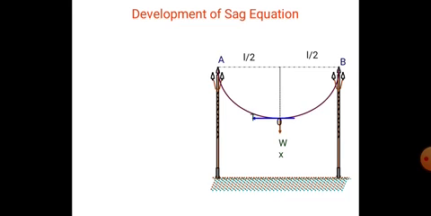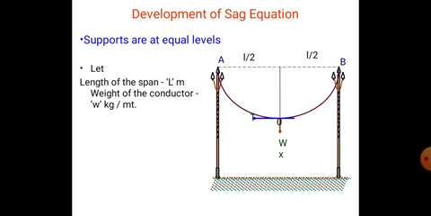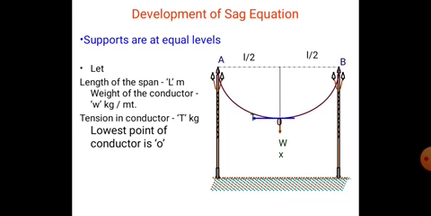the length of the conductor is L, and at point O, that is the sag, the length of the conductor is L by 2, and here T is the tension acting in the horizontal direction, and W is the weight of the conductor acting in the downward direction. Let the length of the span be L meters, the weight of the conductor W kg per meter, and the tension in the conductor T kgs. At the lowest point the conductor is O.